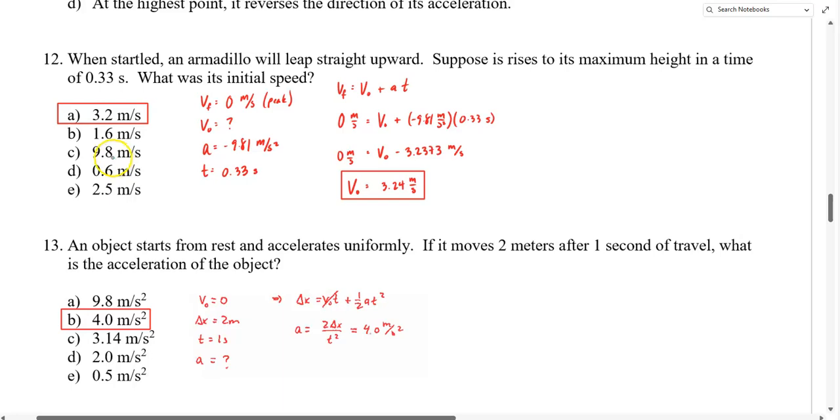For number 12, we get back into some computations. An armadillo was startled and leaped straight upward in the air. The maximum height that armadillo reached took 0.33 seconds to arrive there. Now, we don't know how high in the air this armadillo did leap, but we know the final velocity at the peak of that jump is going to be 0. So we have a vertical velocity that returns to 0. We don't know the initial velocity, and that's precisely what we're looking for.